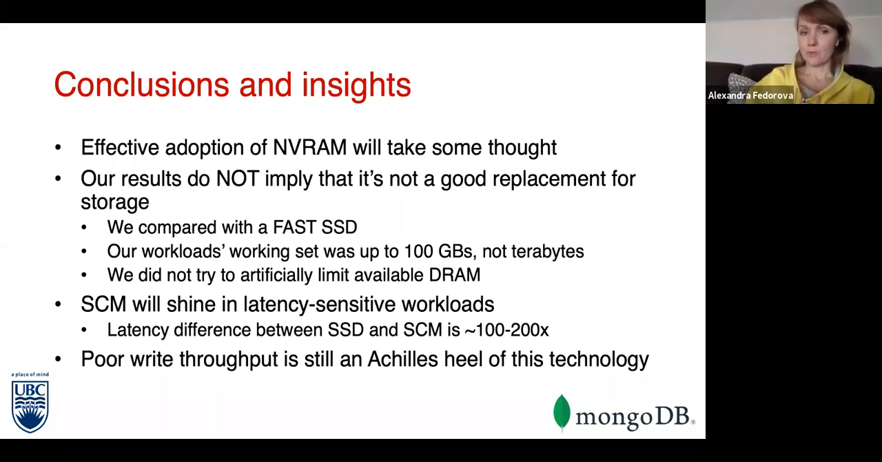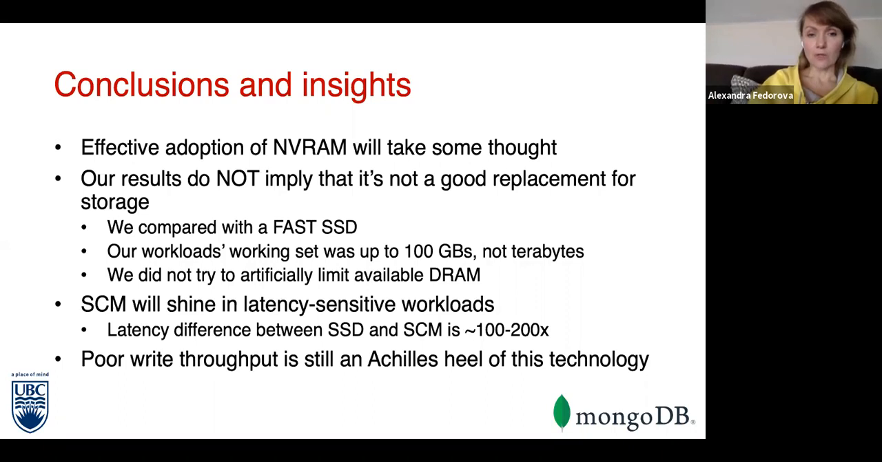So what can we conclude? What's the insight? First, effective adoption of NVRAM will take some thought. If you just take NVRAM and replace it as a storage, it will not necessarily make a difference. Not for all workloads, anyway. So do our results imply that NVRAM is just not a good replacement for storage? No, because keep in mind that we compared with a fast SSD, not your conventional SSD.